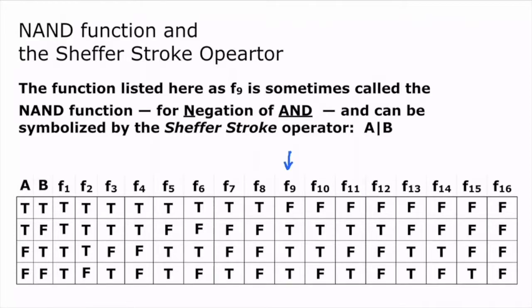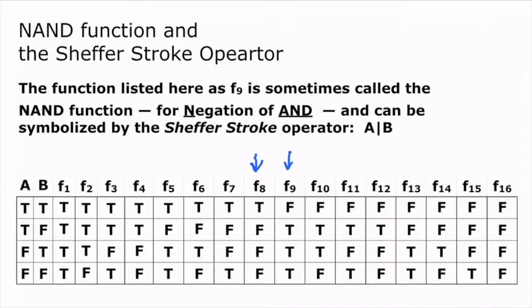And we have an operator for that, which is called the Sheffer stroke, and that's just this line here. So if we want to have a written operator for this function, it'll be like A stroke B. Well, the NAND function is called NAND because it's the negation of AND. If you look here, F8 is conjunction, or AND: true, false, false, false. F9 is just the negation of that: false, true, true, true. So F9 is just the negation of the conjunction, or negation of AND, NAND.